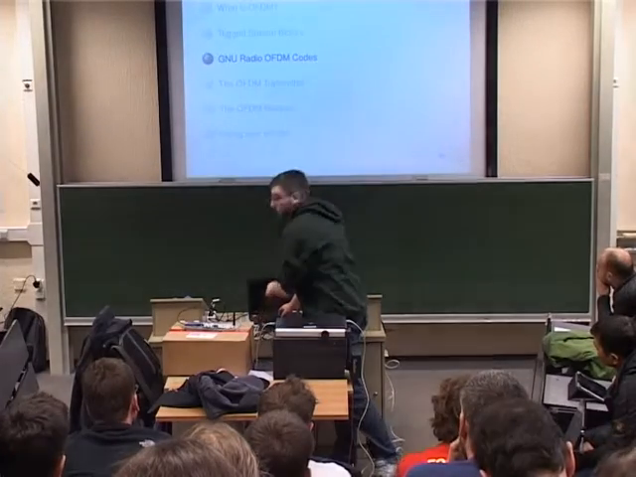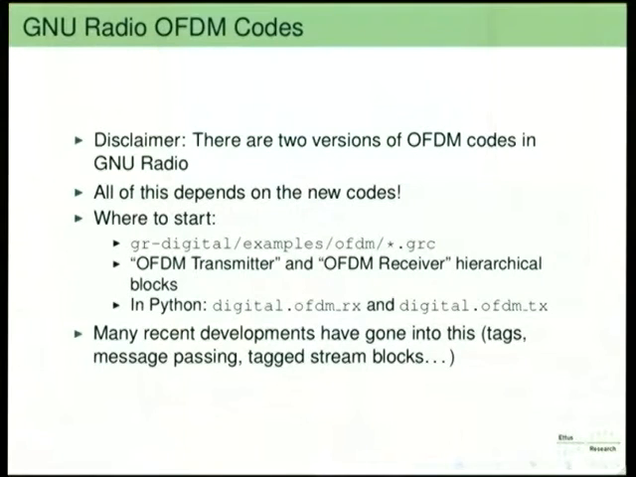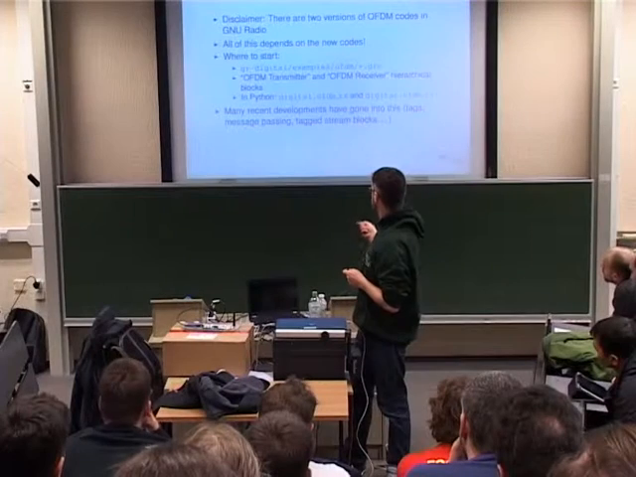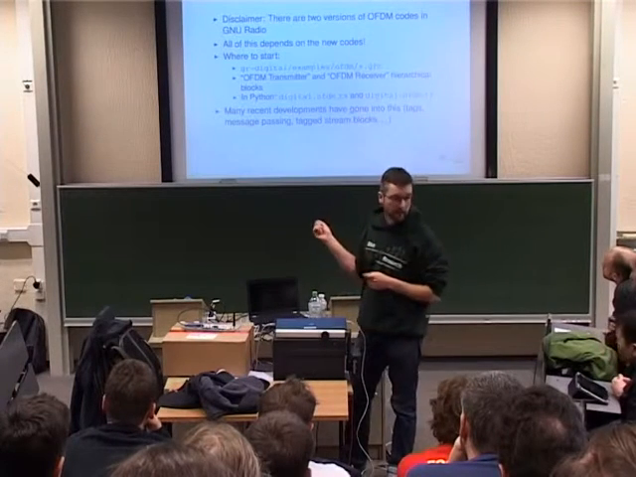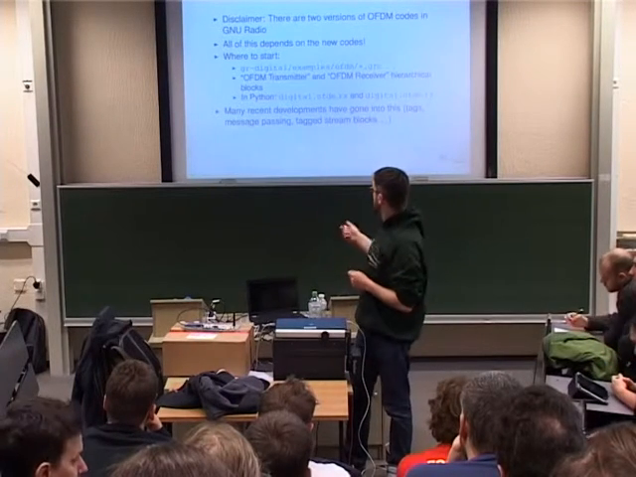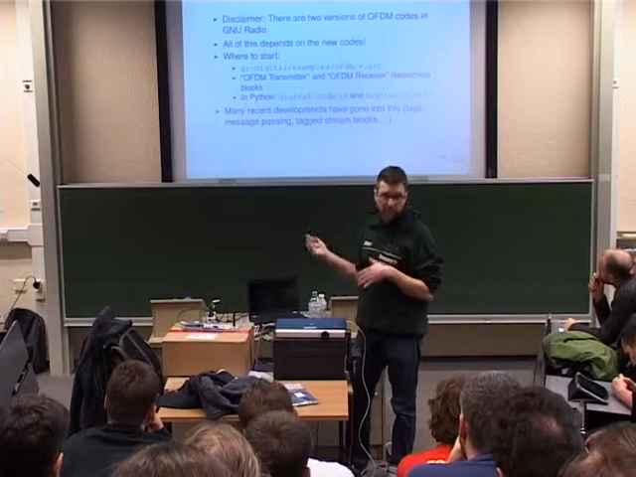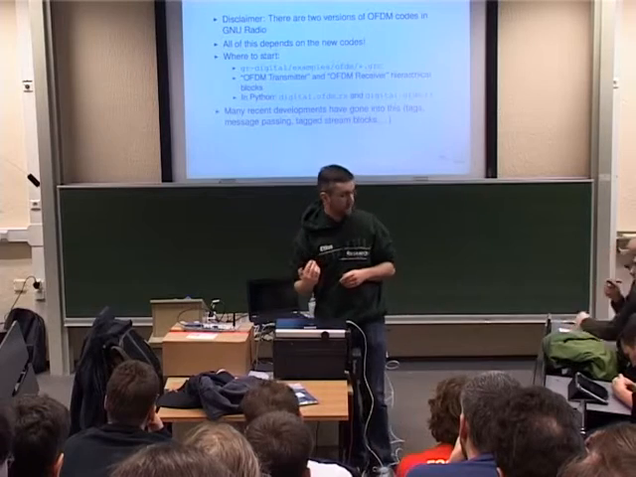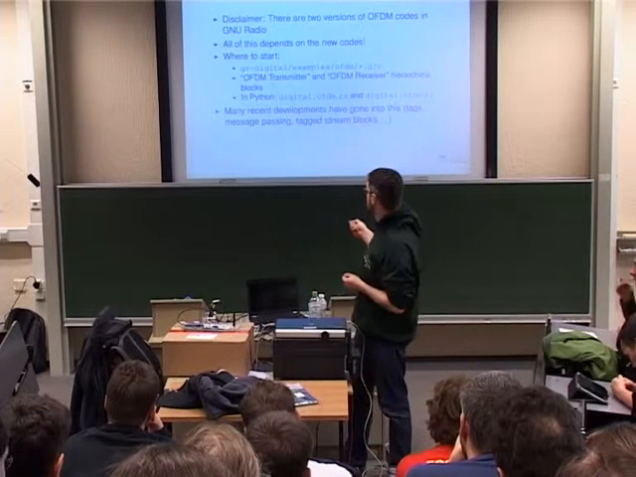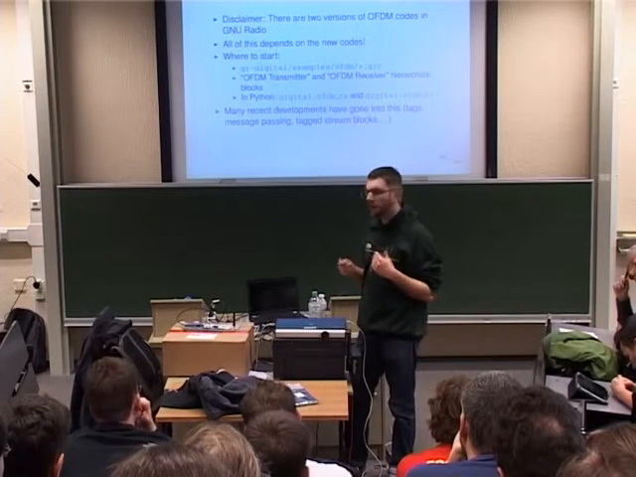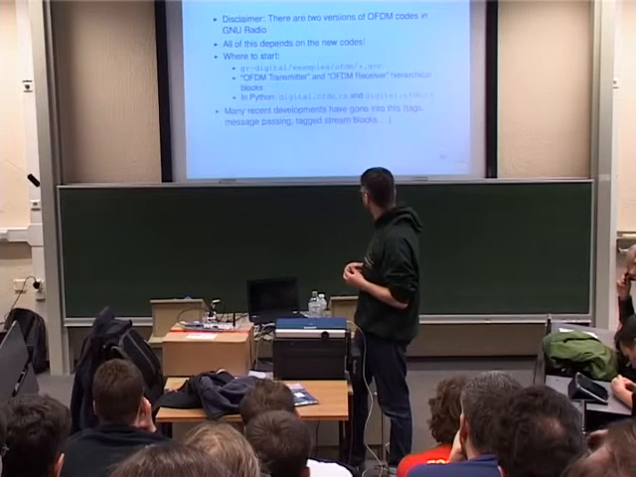This is just something I really needed to talk about before I get into this. Now, first of all, there's two sets of OFDM codes. What I'm talking about here all depends on the new set of codes. If you have a look at these files, in case you're watching this later on the video, these are all that use these new elements, because we introduced a couple of new features in GNU Radio, which are all used by these blocks. And there's also an old state where we didn't have these features yet. Okay?